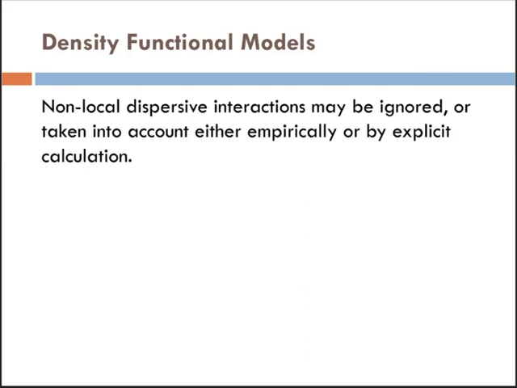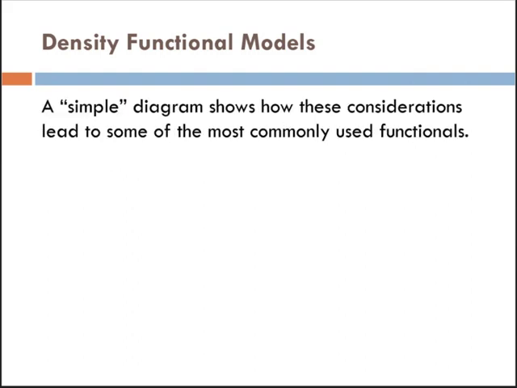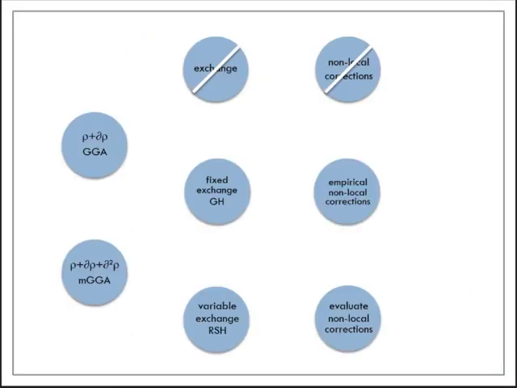The last step is to think about what happens when you get electrons that are far away. Long-range interactions, these are dispersive interactions. This is why helium comes together. Long range, there's actually attraction. You can either account for that not at all, empirically, or actually do it correctly. Okay, those three things put together can be looked at in terms of a diagram. Okay, this looks horrible, but it's not so bad.